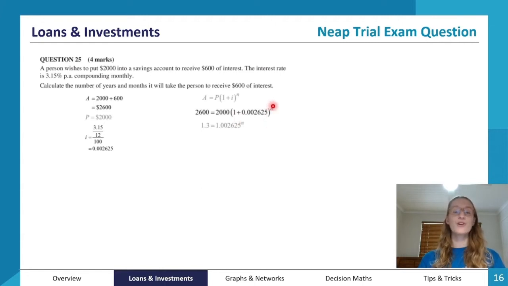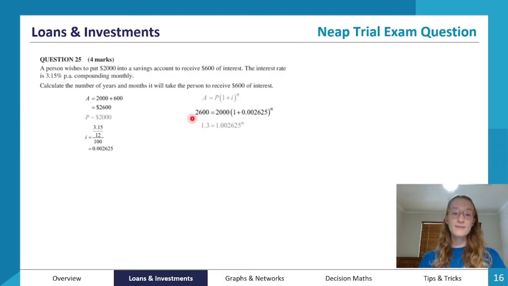And then that just leaves us with N as our unknown, which makes sense because the question is asking us to calculate the number of years and months it'll take for the person to receive $600 of interest. So the unknown is the time period. So that's the N. That's what we're trying to find out.